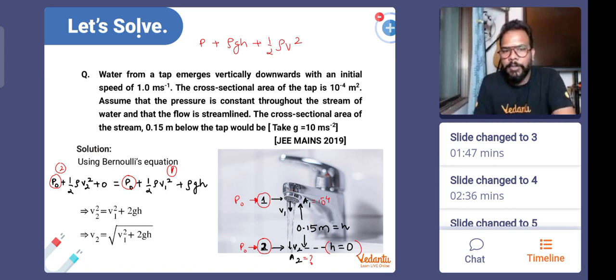The pressure is P naught. The velocity term is half rho v1 square, but rho gh will not be 0 now, because it has some non-zero height, which is 0.15. Simple. So P naught gets cancelled, and then rho also gets cancelled. Multiplying both sides by 2, we have v2 square equal to v1 square plus 2gh, or v2 equals under root v1 square plus 2gh.